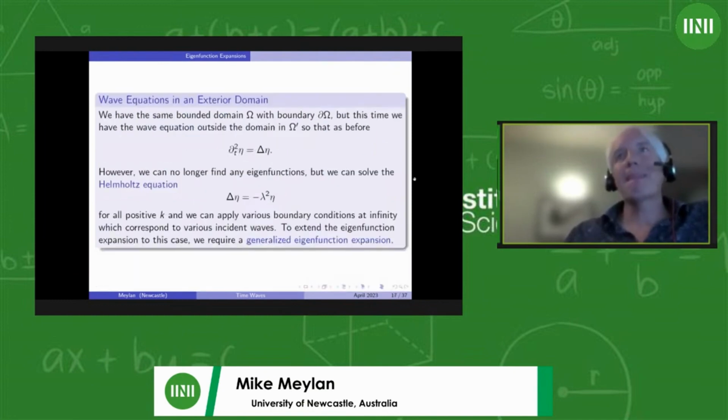All right. So then we go to the wave equation in the exterior domain. So this is a super simple problem, right? It's just Neumann scattering, say, from cylinders.